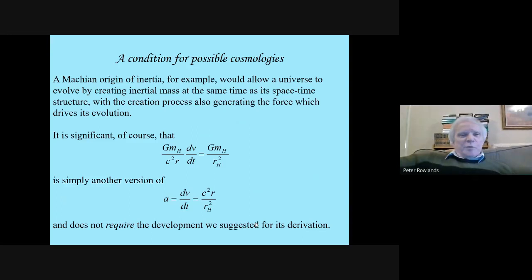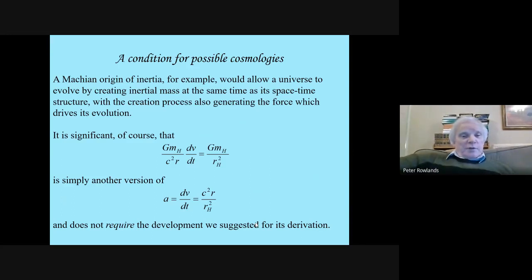So, for example, the Machian origin of inertia would allow a universe to evolve by creating inertial mass. Not necessarily actual matter, but energy of some kind, at the same time as its space-time structure, with the creation process also generating the force which drives its evolution. I'm not suggesting that this is a correct theory. I'm just saying that's one example of how one could think about it. And I have my own views on the universe, but I'm prepared to listen to others.